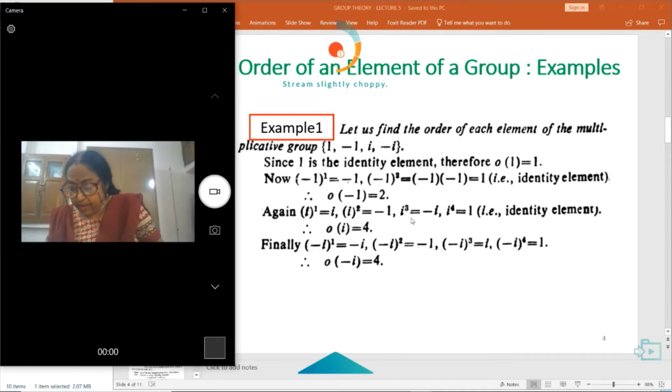Similarly, i to the power 1 is i, i squared is minus 1, i cubed is minus i, and lastly i to the power 4 is equal to 1, the identity element. So order of i is 4. Finally, minus i to the power 1 is minus i, minus i squared is minus 1, minus i cubed is equal to i, and minus i to the power 4 is equal to 1, the identity element. So order of minus i is equal to 4.